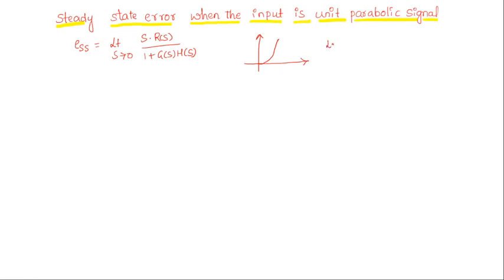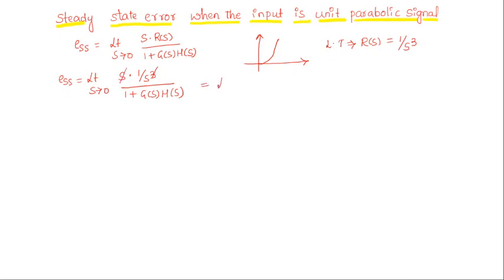The Laplace transform of parabolic signal is nothing but, let me take, R of s is 1 by s cube. The Laplace transform of parabolic signal is 1 by s cube. So substitute R of s equal to 1 by s cube in the given formula, then ESS becomes limit s tends to 0 s into 1 by s cube by 1 plus G of s into H of s. This cubic term and s term get cancelled out.